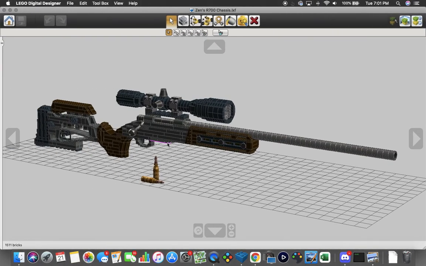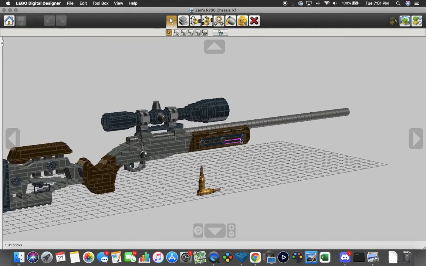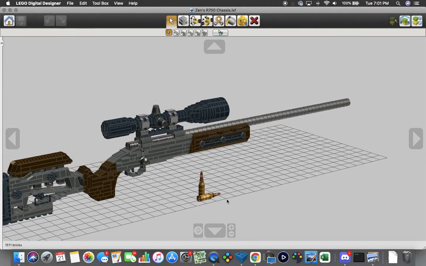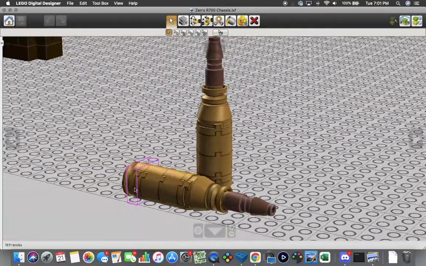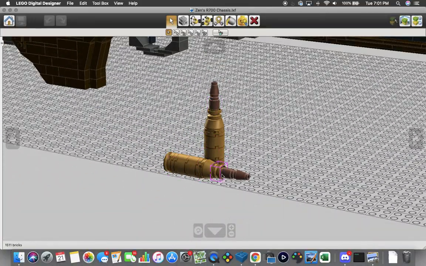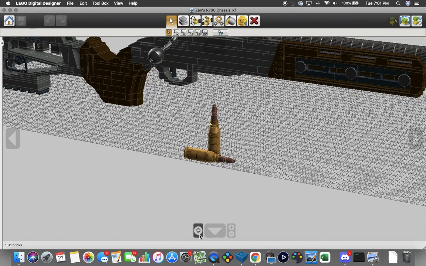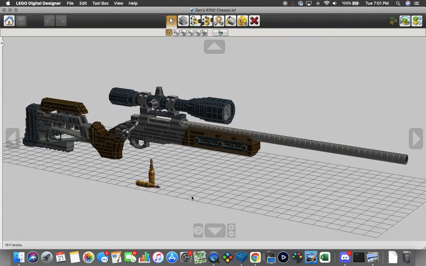This is what it looks like inside of LDD itself. You can see that we have some actual rounds made for this. These are the same rounds that I used for my M60. They're also the same rounds that I've used for the USR from Call of Duty Ghosts, which is a model that will be coming out later on down the line. But for now, this is what we have.